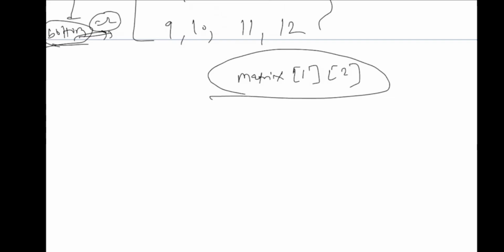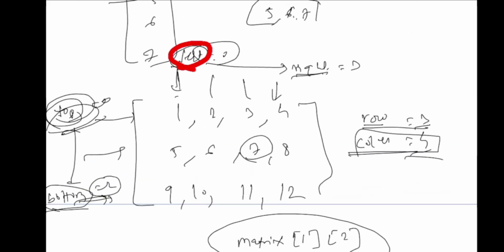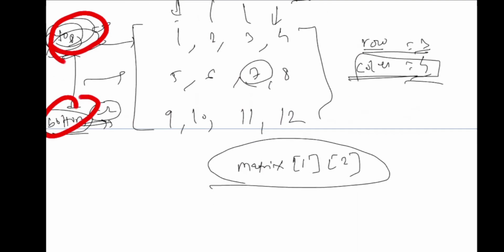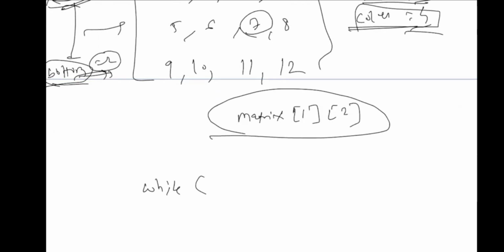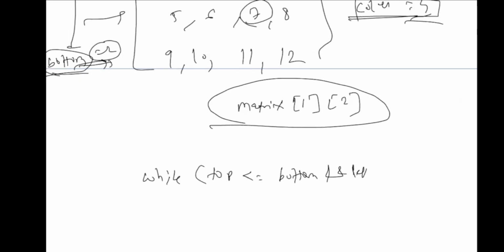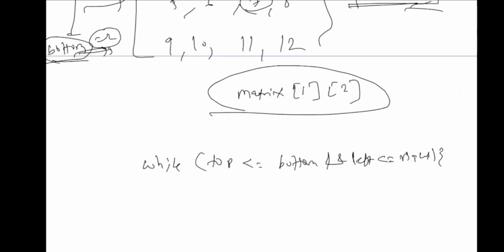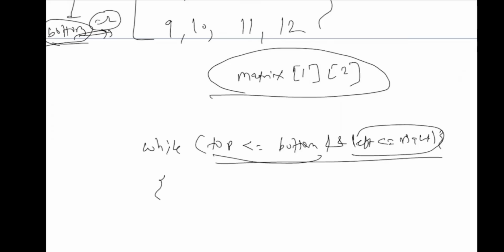Until when? Until my left and right are crossing, or top and bottom are crossing. So I can write a simple condition. Up till when I want to continue, my top is less than or equal to my bottom, and my left is less than or equal to my right. If anything among this is violated, it means that I have already covered all the elements. So this is the condition where I can make sure that I am moving through all the elements.